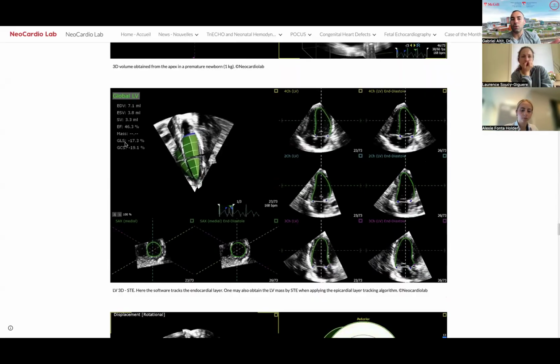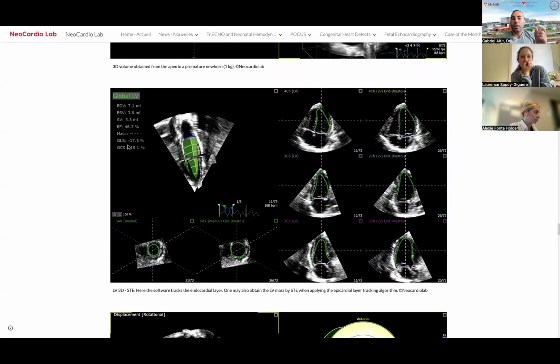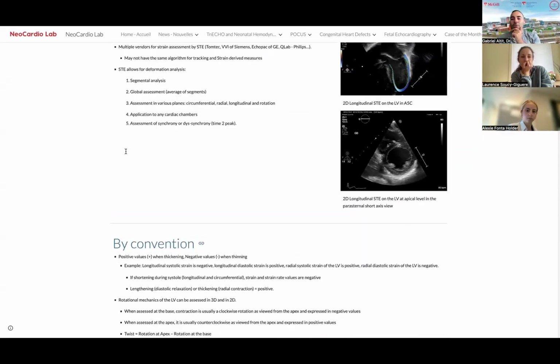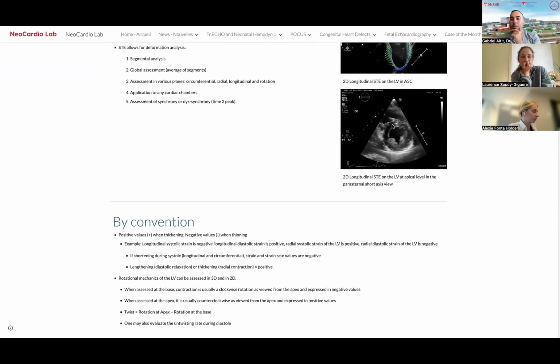Okay, and then you can get a global longitudinal strain. Longitudinal is on the longitudinal axis. Circumferential is on the circumferential axis. So what does it mean? It's the circumference. So this time you're looking from on top and you're looking on how big it was in diastole compared to how small it was in systole. And so what was the circumference in diastole versus the circumference in systole. And it provides you this global circumferential strain.